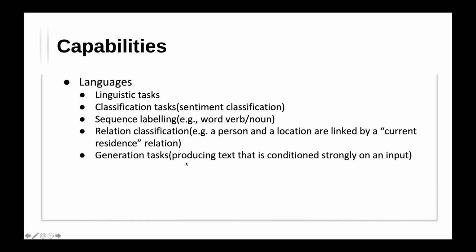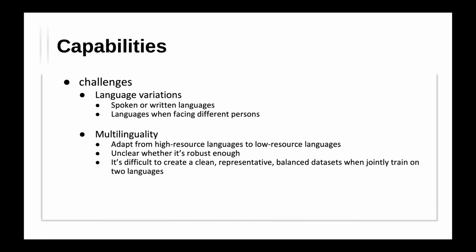One example here is, given the input, they need to produce text that is conditioned on the previous output. And this task is very difficult for some traditional methods, but thanks to foundation models or just NLP models, it can be done quite easily now. So those are the current capabilities of foundation models. But then the challenges lie in two parts.